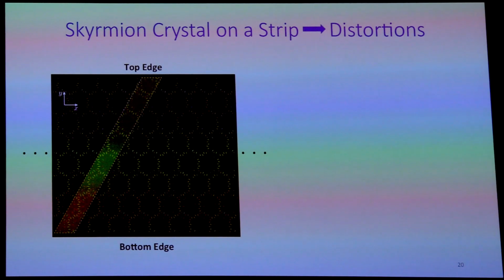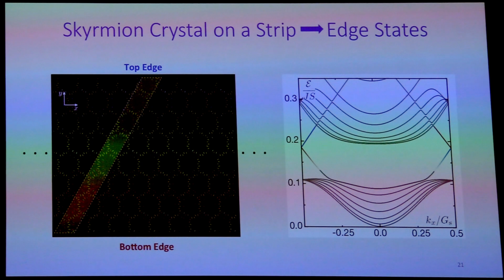It's along the horizontal. The edges are just where the sample terminates. That's it. And highlighted in yellow there is the new magnetic unit cell. So when we compute the band structure for this system, we indeed find that in the first magnon gap, 2 states emerge. They're colored in blue and red.